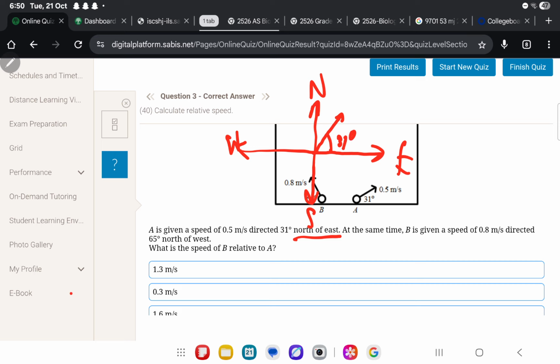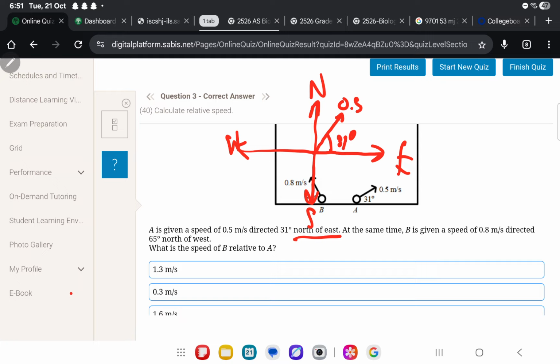Now, B is given at what? 65 degrees north of west. So we'll say like this, 65 degrees. Okay, and this here is 0.5, 0.8. Okay, now, let's find each case first. So we're going to take A first. So I'm going to erase B.